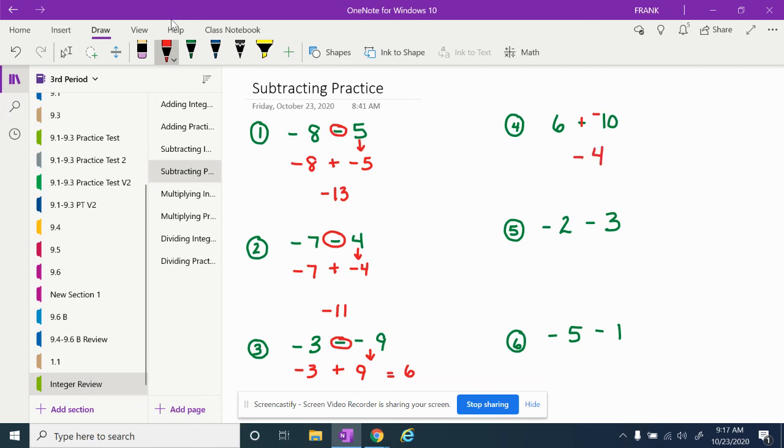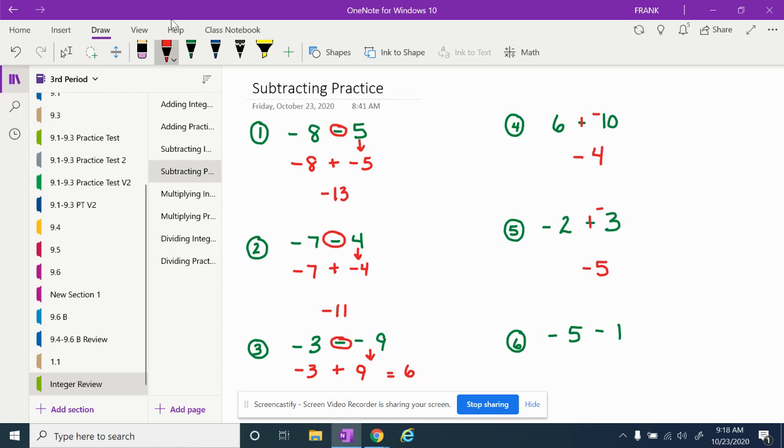Same thing with number 5. I got it nice and spread out. So copy. So I don't have to do anything ever with the first number. I see subtraction. I'm going to change that to addition. That 3 no longer can be a 3. It has to go to the opposite. So it becomes a negative 3. So I've got negative 2 plus negative 3, negative 2 plus negative 3. They're all negatives. So my answer is negative 5.